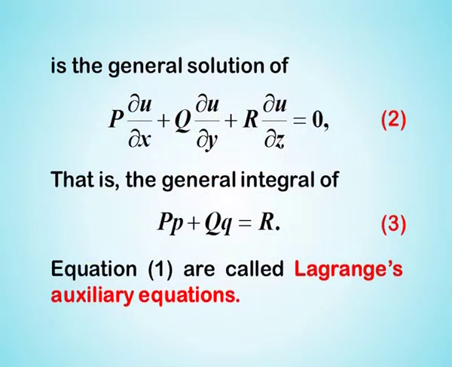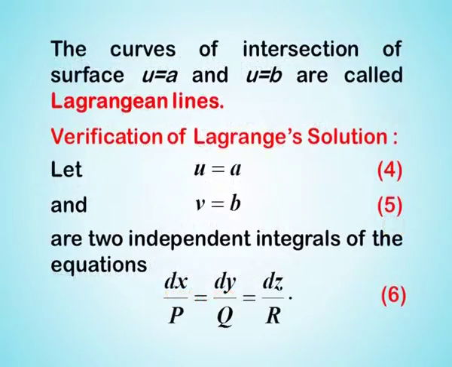For example, I will be getting dx upon P paired with dy upon Q. The second pair will be dy upon Q equal to dz upon capital R, or you can even go with dx upon P equal to dz upon R. So these 3 combinations, or even 4 combinations, will be called Lagrange's auxiliary equations. The curves of intersection of the surfaces u equal to a and v equal to b are called Lagrangian lines, the intersection of these two surfaces, u equal to a and v equal to b.